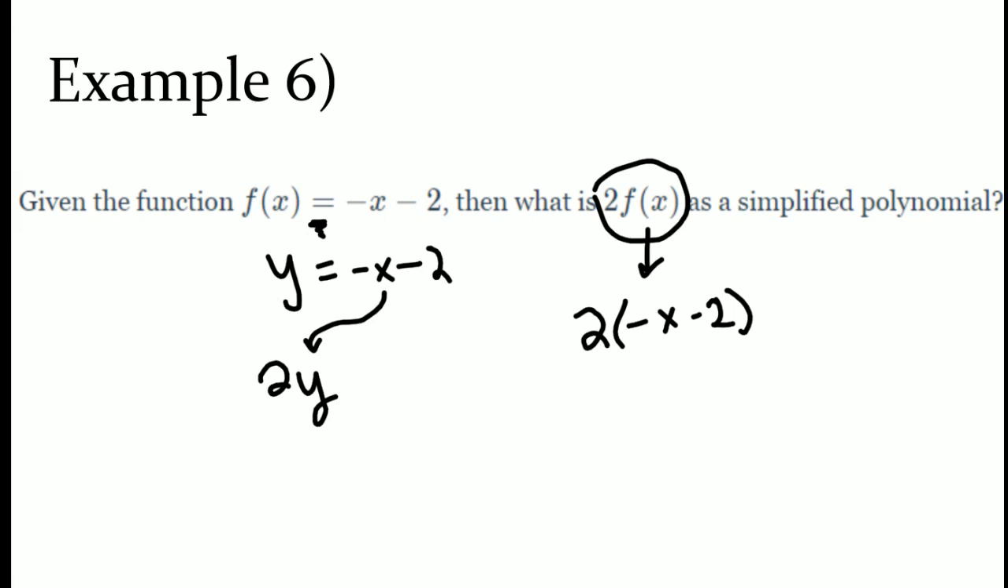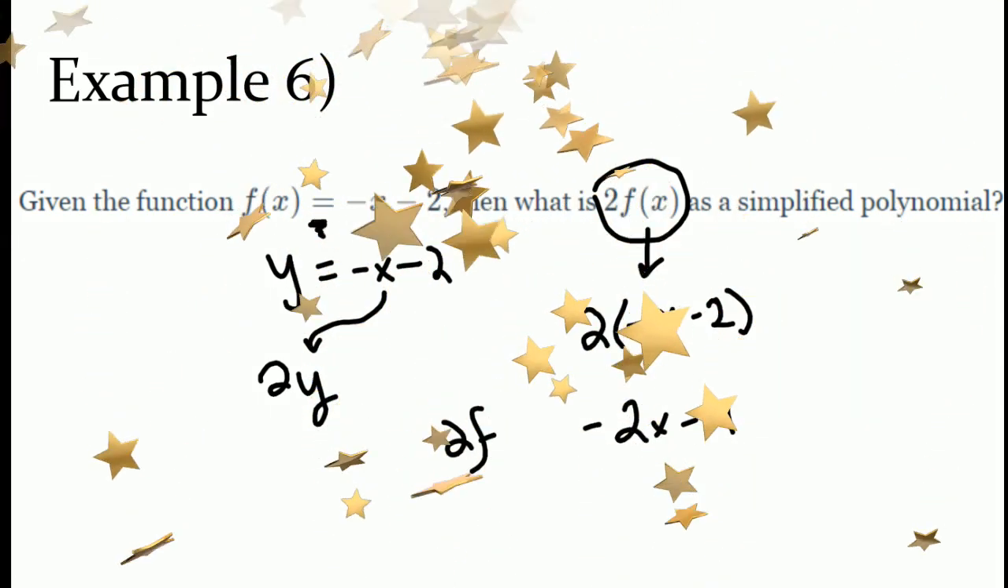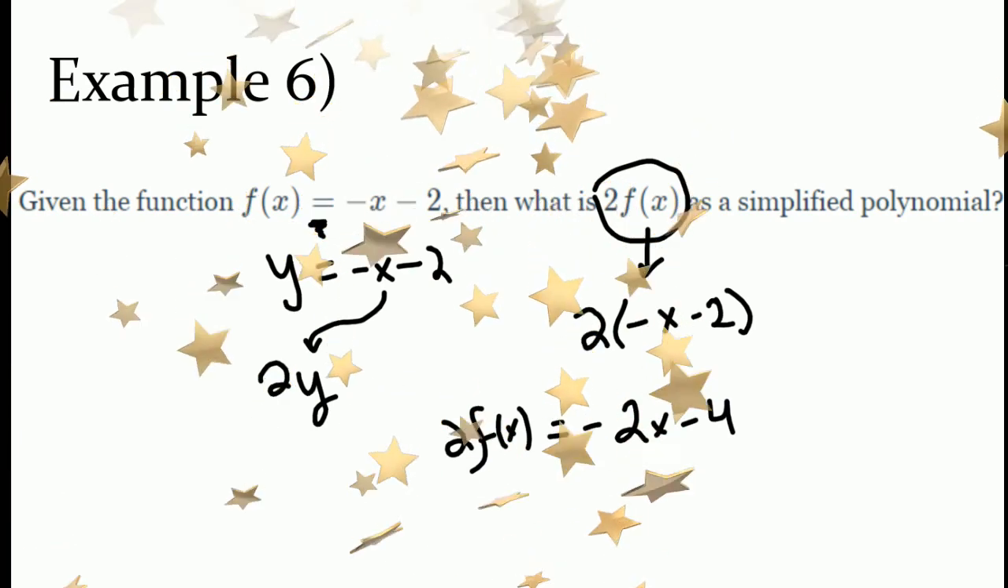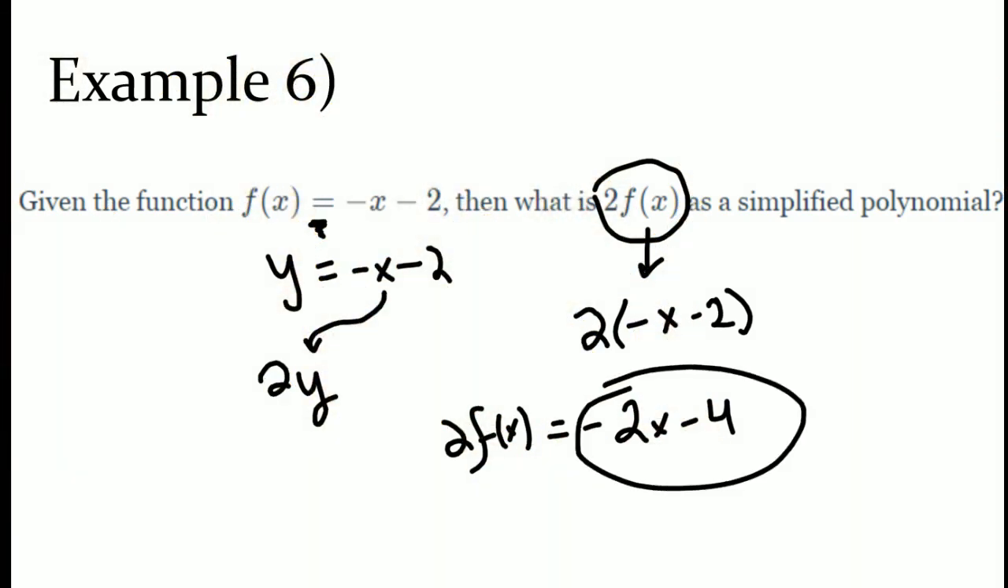2 times negative x minus 2, we get negative 2x minus 4. And that right there is what we get for 2 f of x. We're just doubling the function. It equals negative 2x minus 4. And that is a simplified polynomial.